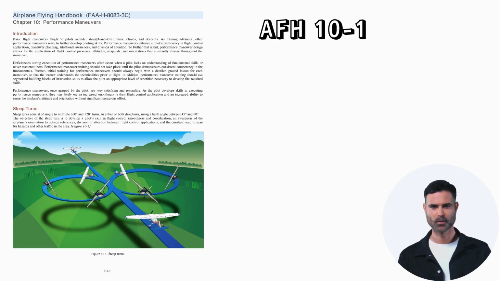Chapter 10. Performance Maneuvers. Introduction. Basic flight maneuvers taught to pilots include straight and level, turns, climbs, and descents. As training advances, other performance maneuvers serve to further develop piloting skills. Performance maneuvers enhance a pilot's proficiency in flight control application, maneuver planning, situational awareness, and division of attention.